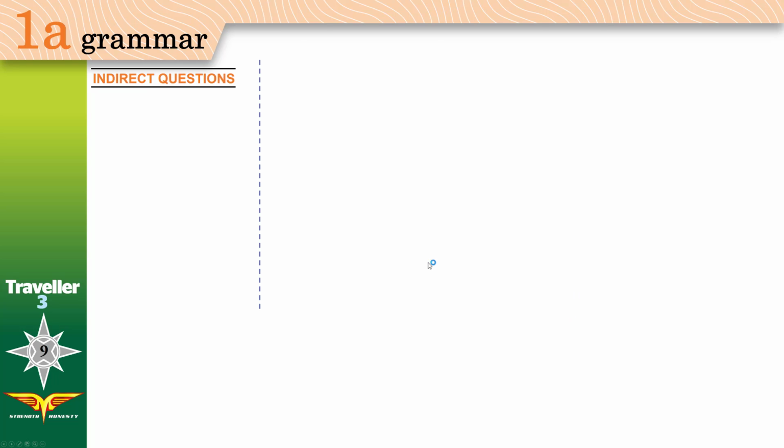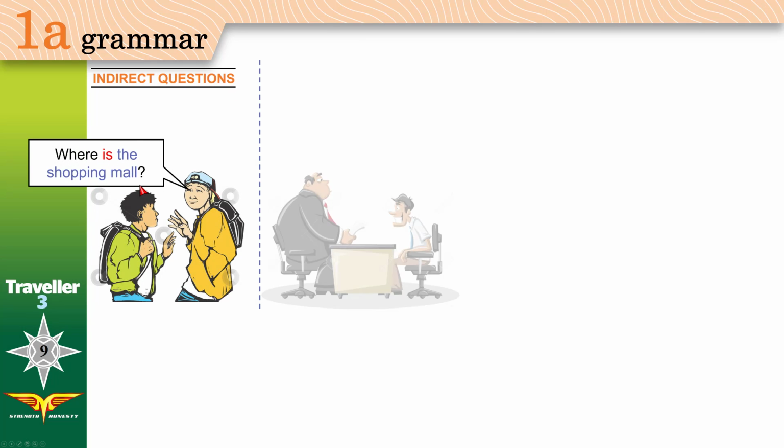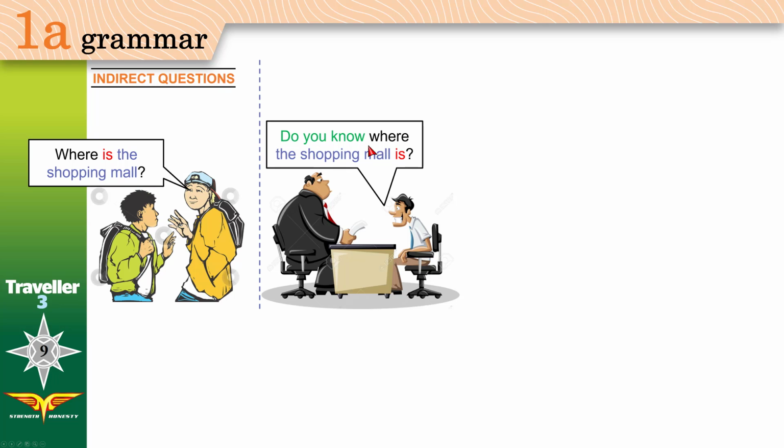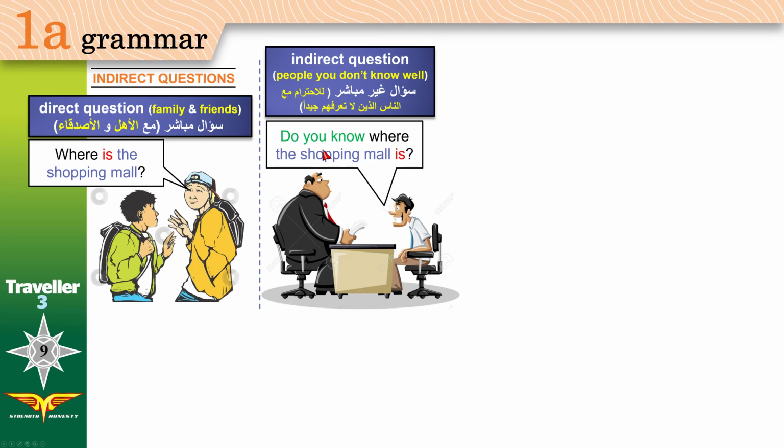Now, we're not done. Now we have indirect questions. Where is the shopping mall? Do you know where the shopping mall is? Now the meaning of these two questions is the same. What is the difference? When you ask a friend or a family member, you use this: where is the shopping mall? If you ask someone you don't know very well, you use this. It's more formal, more polite. Do you know where the shopping mall is?